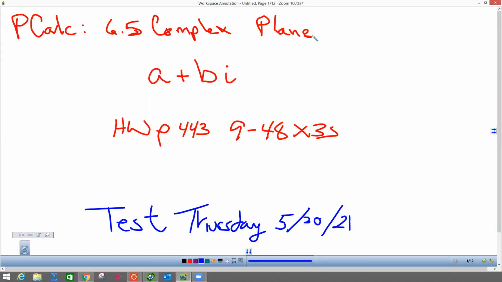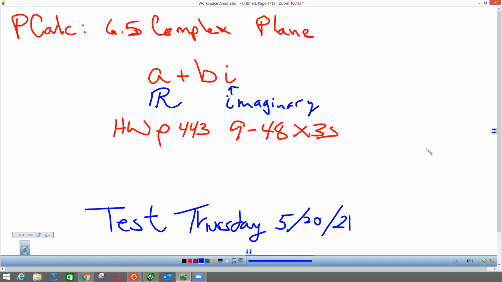Okay, so we're doing complex plane again. This is where you have a real part. A plus bi is a complex number. The number that doesn't have the i is considered the real part, and the number that has the i is considered the imaginary part. And we're going to be dealing with all kinds of things with these two parts for the next 2 weeks.